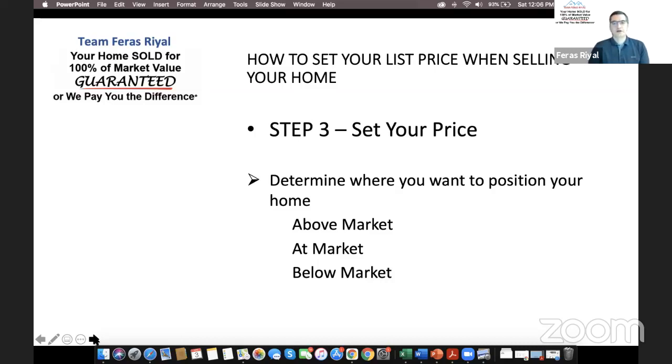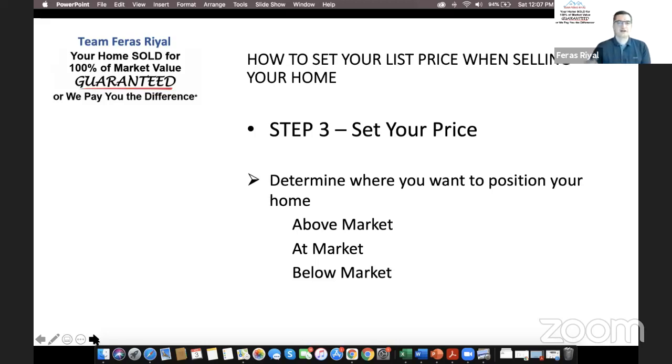And of course, placing your home above market is the one that is not really recommended, simply because you are allowing other homes that are priced under your list price to be sold quicker and faster. And another disadvantage of setting your price above market is that you are losing some target audience. For example, when people search for homes, let's say they are looking for a maximum of $1 million, and you set your price at $1,030,000 or $1,050,000, you have lost that audience.